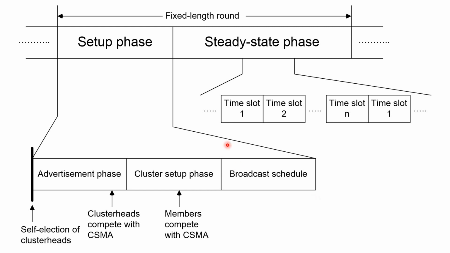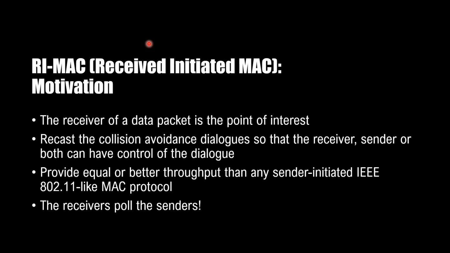Okay, so then the steady state starts, and the steady state goes like this. At the first time slot, the first node will be sending data, then the second node will be sending data, and so on up to the nth node of the cluster. And afterwards, it will again start from the first time slot. Okay, so this cycle goes on for a fixed amount of time. This fixed amount of time along with the setup phase is called the fixed length round. Okay, so that was another protocol.